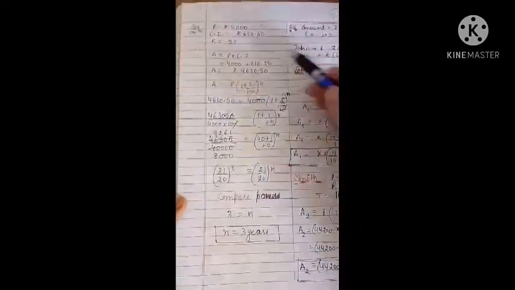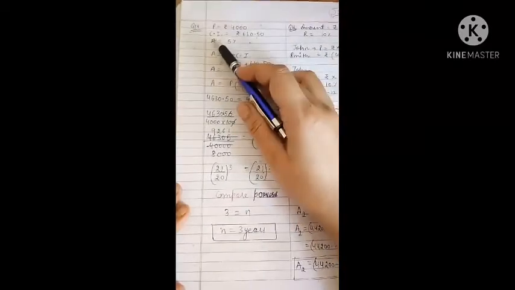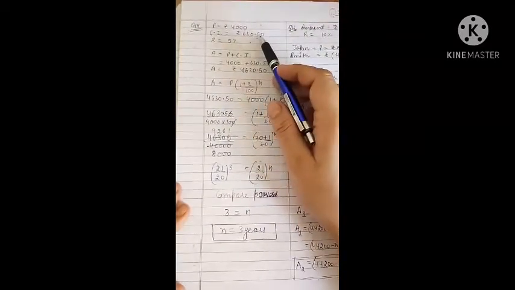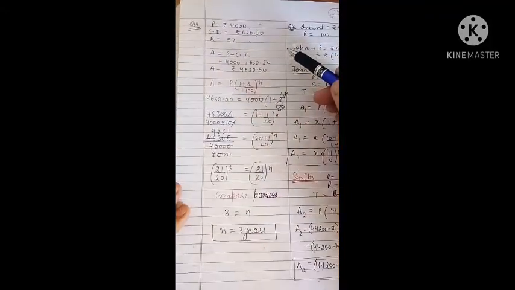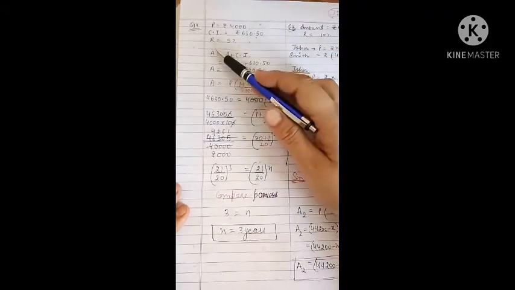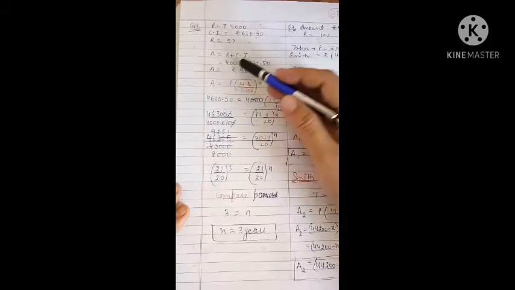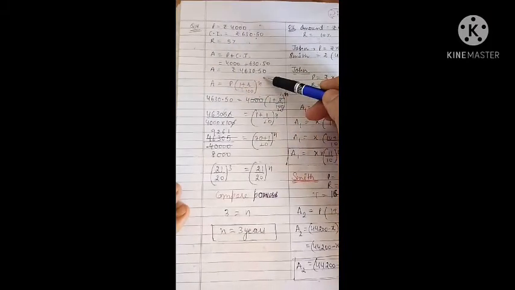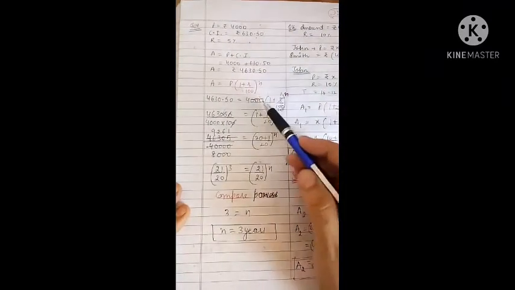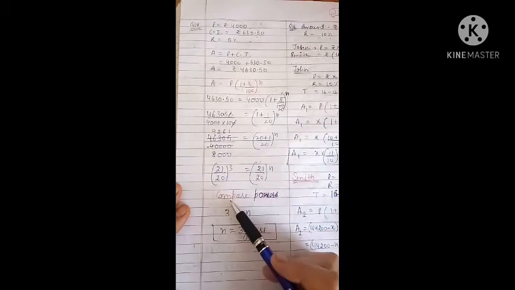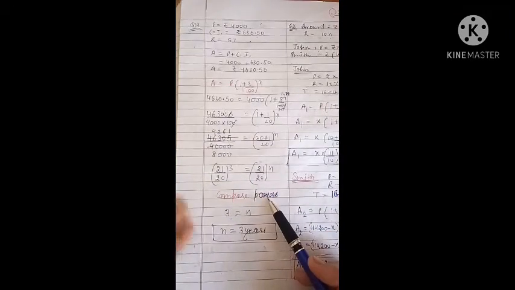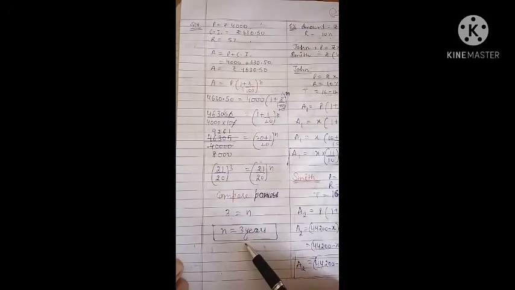In question number 14, principal is 4,000, compound interest 630.50 is given and rate is given 5%. In this question we will calculate the time period. So here first of all we will find the amount. Amount is principal plus compound interest. After addition, this is the value of amount. Apply the formula of amount. Shift 4,000 towards the left side and then do the calculation. In the end you will compare the powers. So here n will be 3 years.